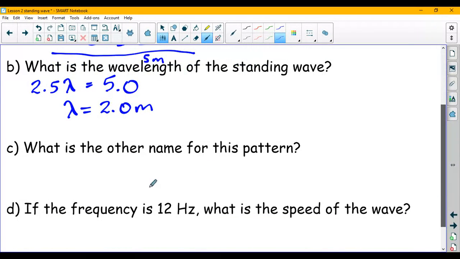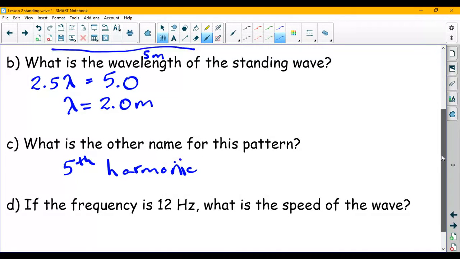I also have to think about the other name for this. 5 antinodes is also known as the fifth harmonic, right? Because it starts off first, second, third, fourth, and fifth harmonic. It helps if you spell it right, though, there, fifth harmonic.